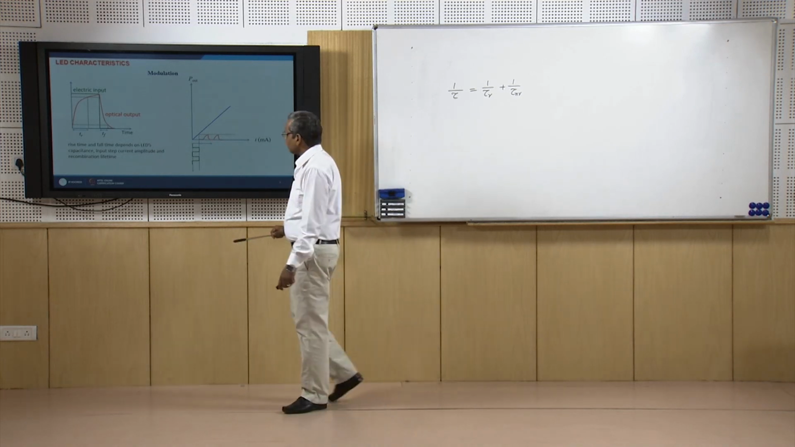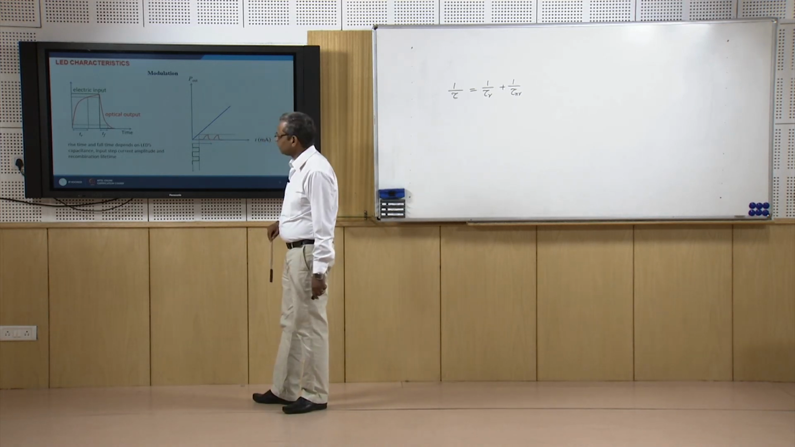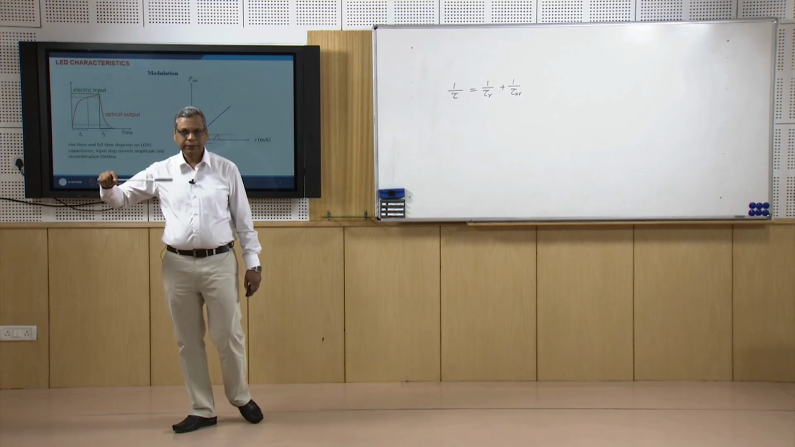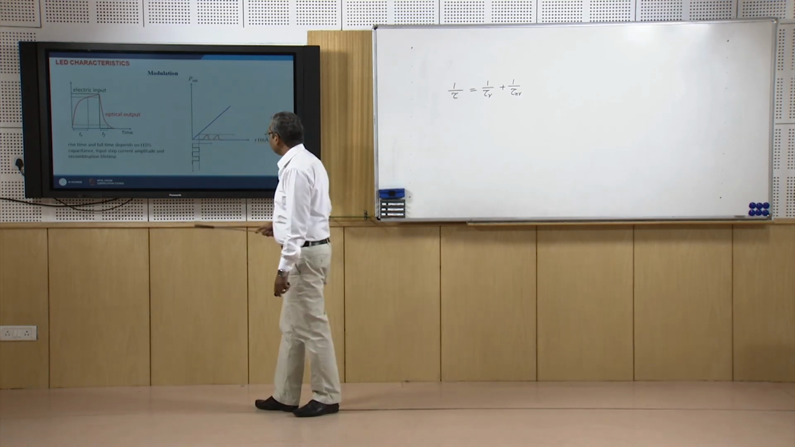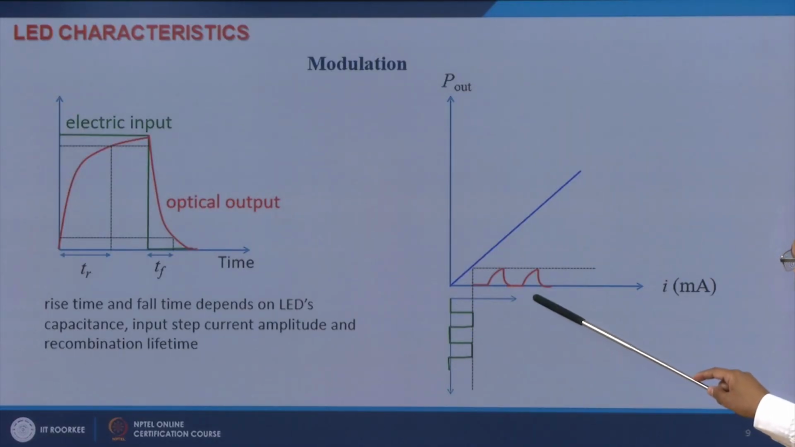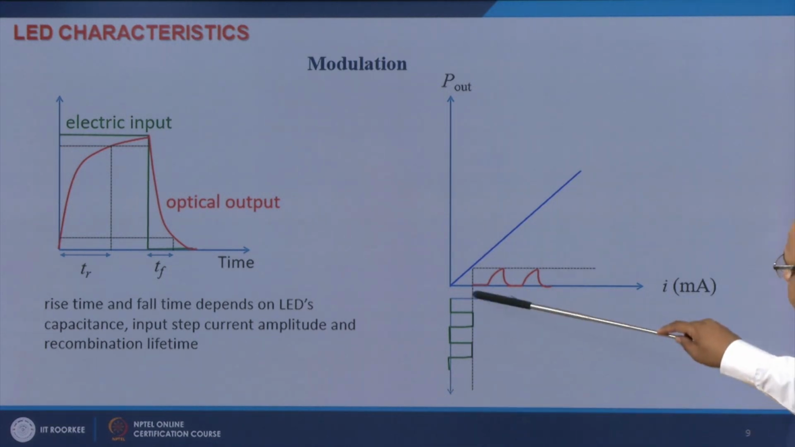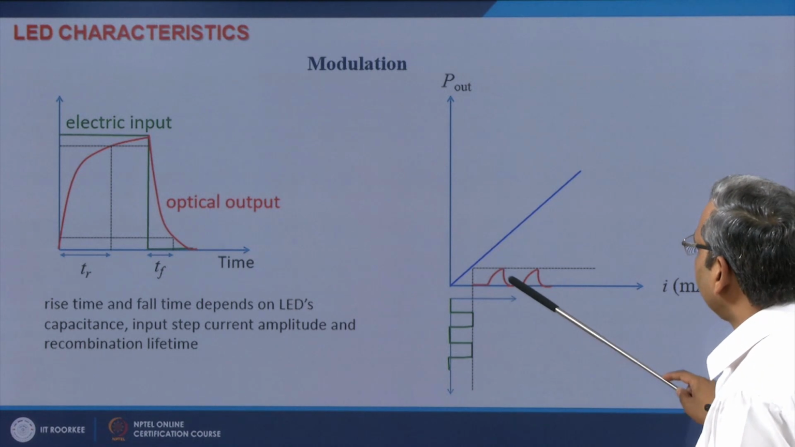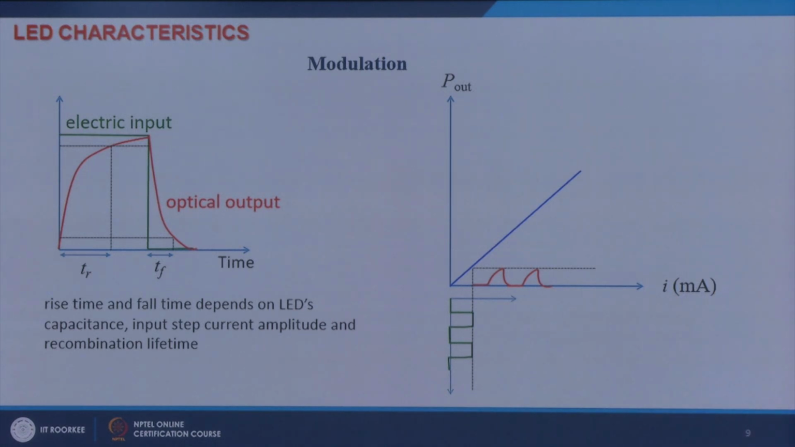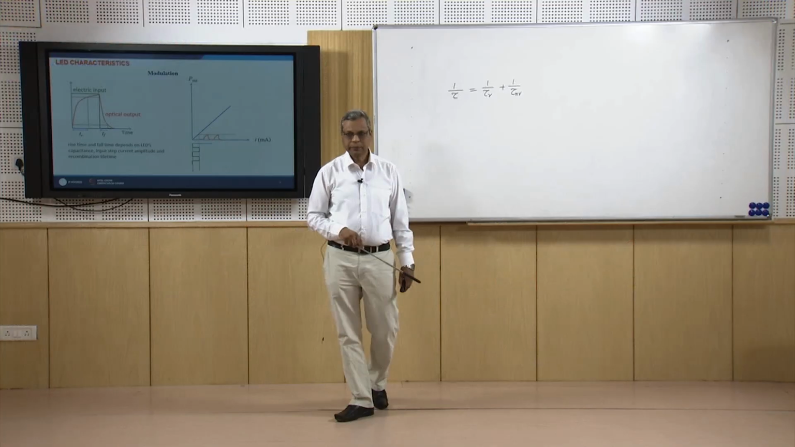Now what happens if I modulate it? How do I modulate it? Well, I apply injection current to an LED and I modulate the current. Okay. So if the current has this kind of variation, this axis is I in milliamps, and this is time. So if I varies with time like this, then correspondingly the optical power will vary like this, because this is P out versus I. So if I modulate injection current, I will modulate optical output from an LED.